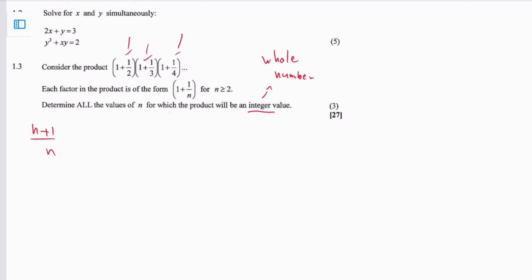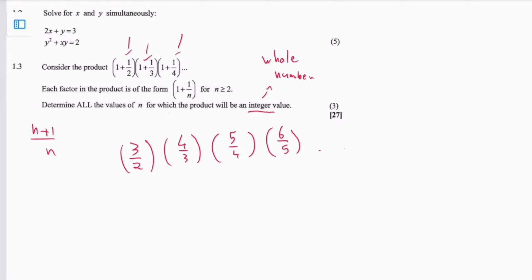And so if you look at just the first ones over here, we can rewrite 1 plus 1 over 2 as just 3 over 2. We can rewrite 1 plus 1 over 3 as 4 over 3. We can rewrite 1 plus 1 over 4 as 5 over 4. And so I think you start to see a pattern emerging. What would the next one be? It would be 1 plus 1 over 5, and that would simply be 6 over 5, and so on. And so you can see the numerator is increasing by 1 each time, and the denominator is increasing by 1 each time.